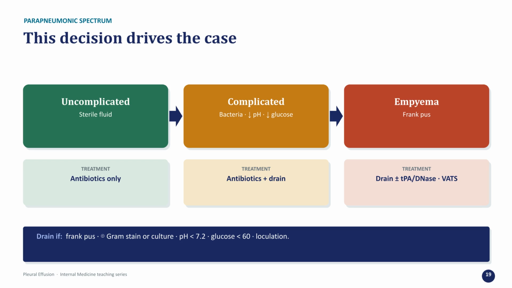Triglycerides over 110 milligrams per deciliter indicate a chylothorax. A pleural-to-blood hematocrit ratio greater than 0.5 confirms a hemothorax. Matching these specific findings to your patient's presentation helps narrow the diagnosis significantly.